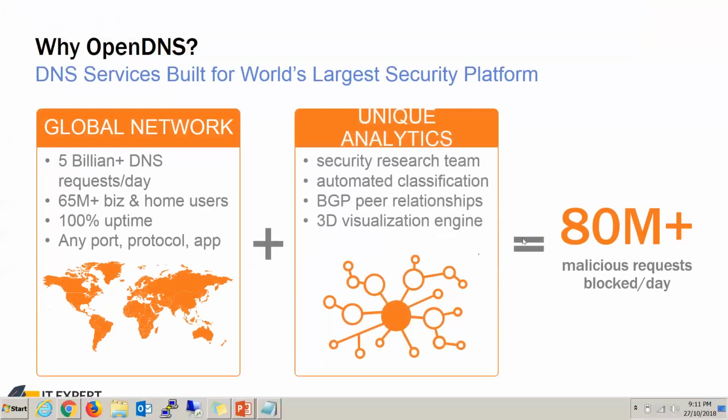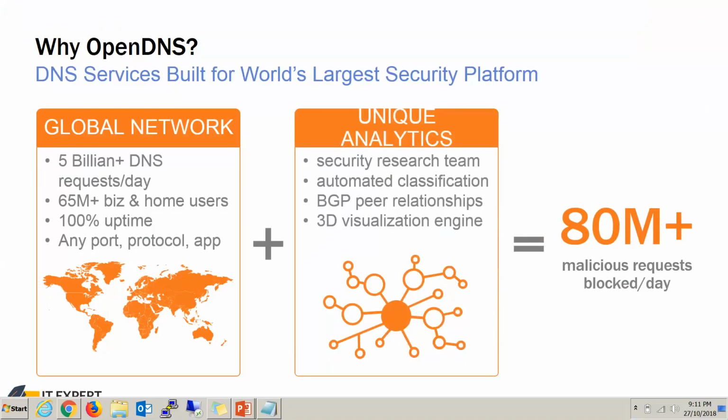So why OpenDNS? At OpenDNS, they are proud of their uptime. You can see here the global network in OpenDNS. They can see 5 billion DNS requests per day, 55 megabytes for the home user using that, and 100% uptime. That means from the launch in 2006, they have worked hard to maintain the status as the best in the industry.